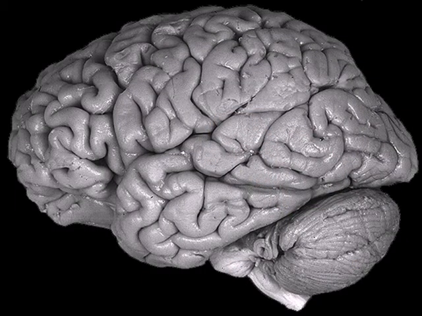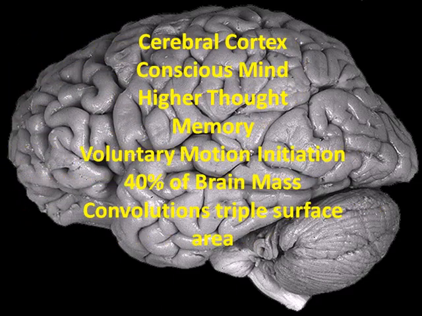From an evolutionary point of view, the cerebral cortex, also known as the neocortex, is the newest portion of the human brain. It is where the conscious mind resides and is responsible for higher thought, memory, and the initiation of voluntary movement. It accounts for 40% of the brain's mass. Its convoluted appearance nearly triples its surface area.